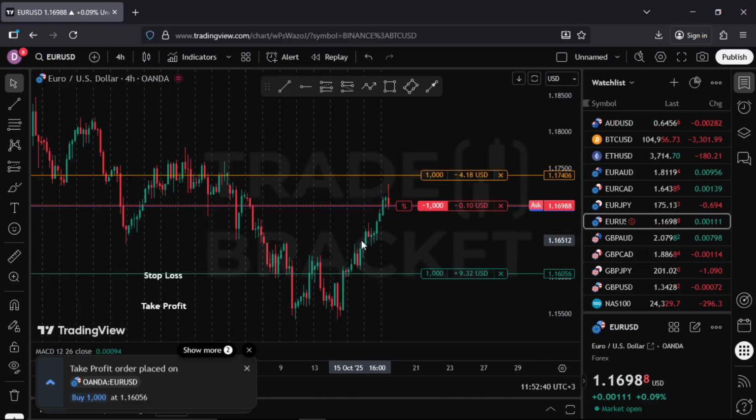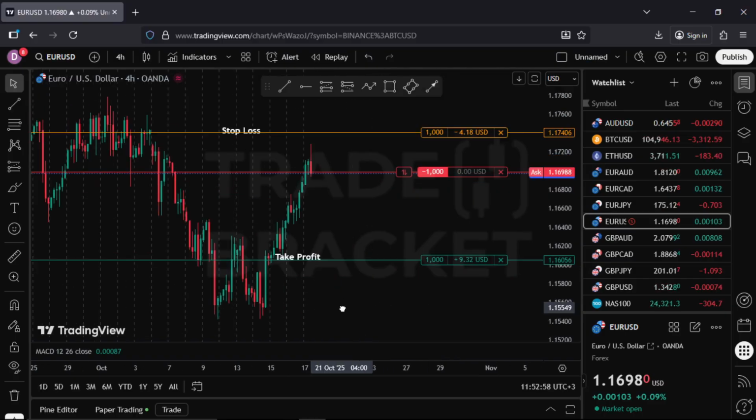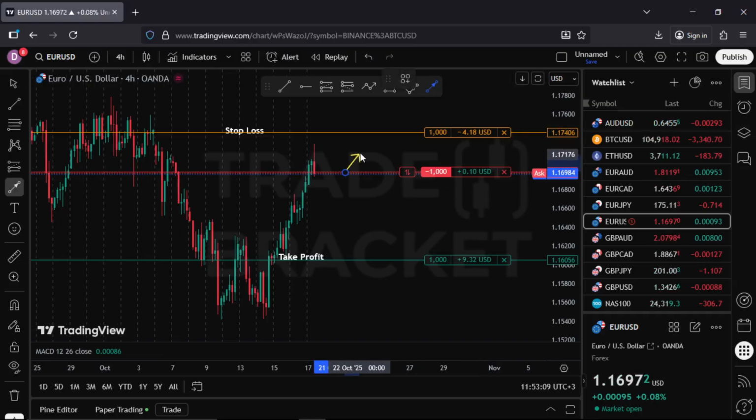Now let me explain something here real quick. That's the reason why I kept this text on the chart, just to bring out a clear picture. So this will be my stop loss, and then this will be my take profit. Now remember, I placed a sell trade. So if the trade keeps going up, and it hits this orange line, which is my stop loss line, I will exit the market automatically with a loss.